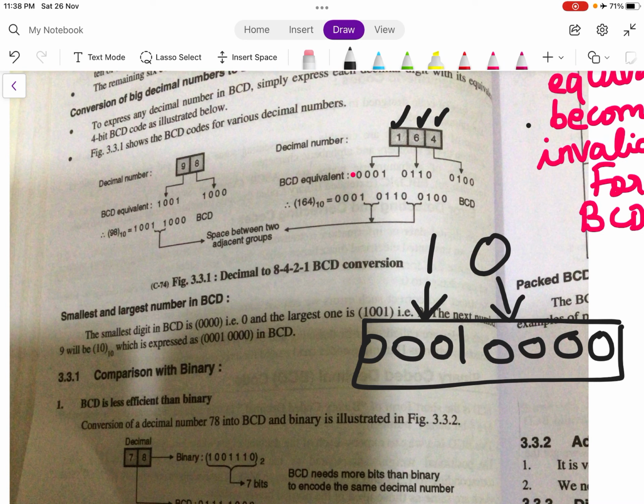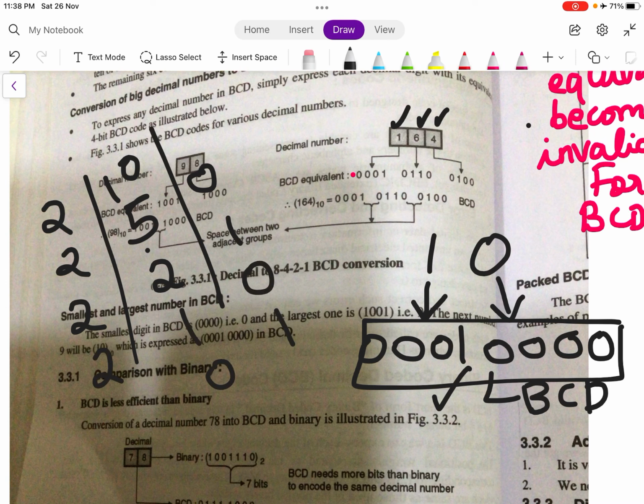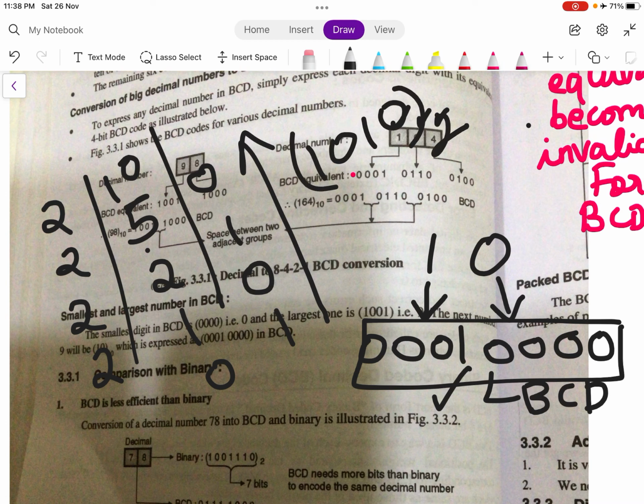Till 9, the BCD and the binary will be same. But from 10 onwards, the BCD will be this. So this is the BCD. And how will be the binary? 10: 2 fives are 10, 2 twos are 4, then 1, 2 ones are 2, 0, 2 zeros are 0, 1. So 1010 will be the binary for 10, but the BCD for 10 will be 0001 0000.